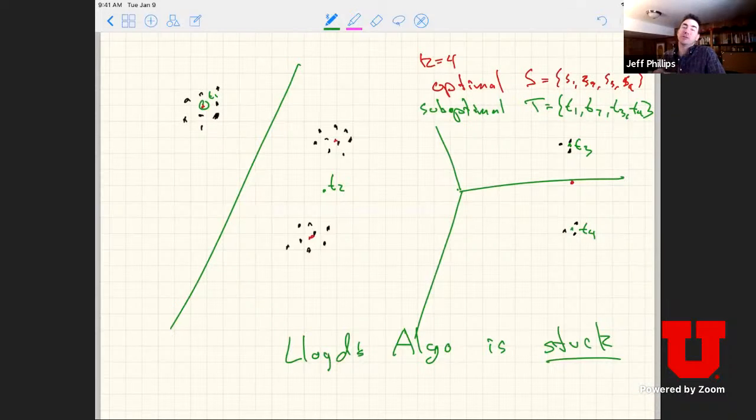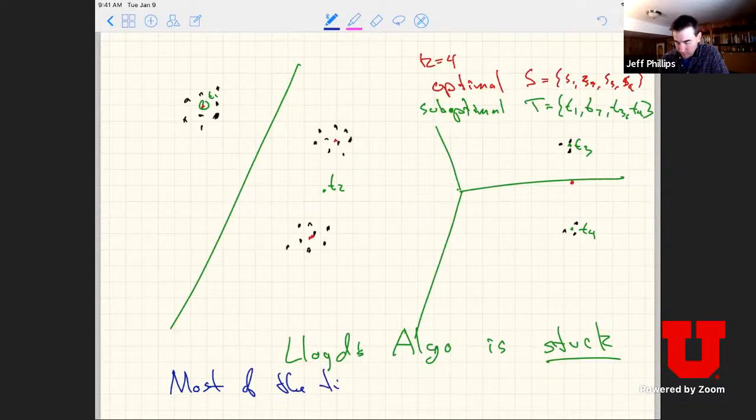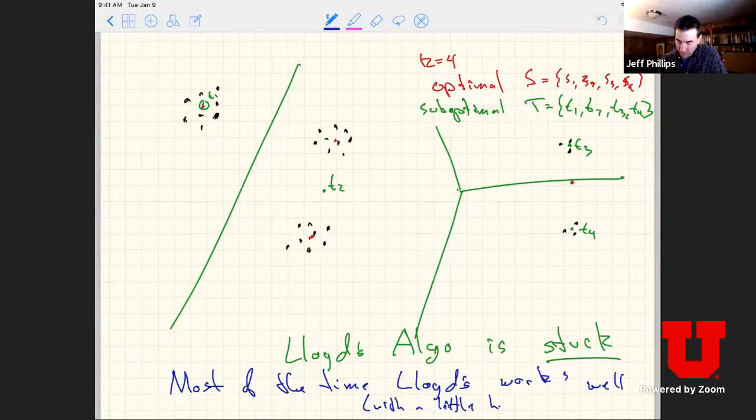Most of the time this works pretty well. Most of the time Lloyd's works well, with a little help. There are a couple of tricks you can do that will help Lloyd's out and help it get out of some kind of strange cases.